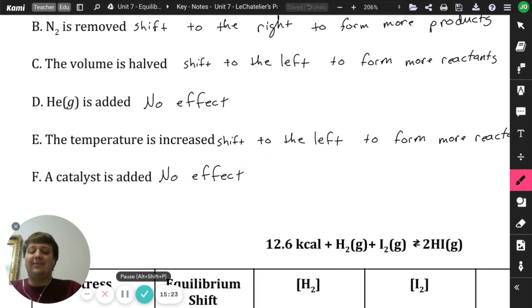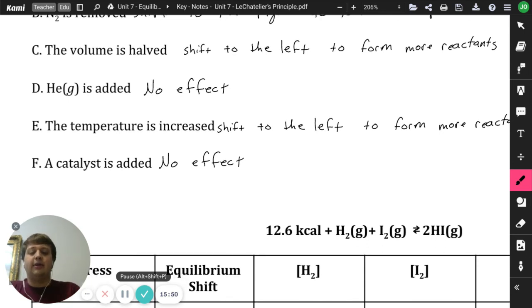Increasing my temperature. Well, remember with an increase in temperature, that does depend on if it is endothermic or exothermic. And in this reaction, they told us it is exothermic. So if I increase my temperature, what I know is that's going to cause the shift to the left to form some more reactants. Okay? Now, we also know that that would change our K value, right? We know that that would decrease that K value.